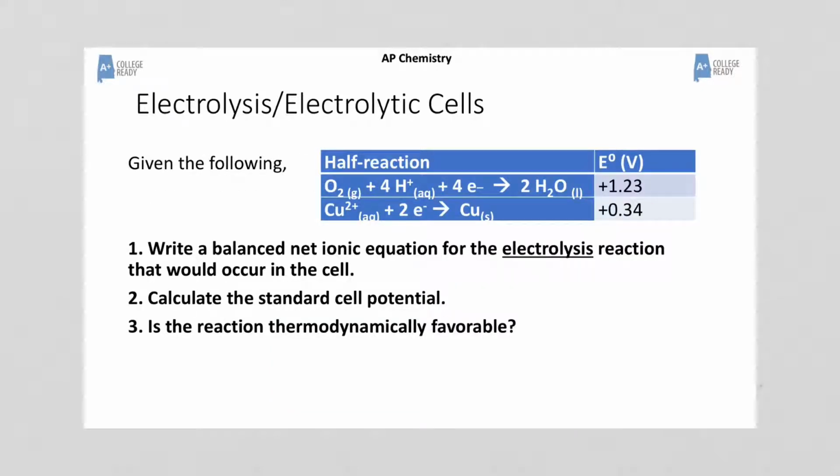And so let's look at an example because it's great to look at all the information, but you have to be able to apply it for yourself. So here are two different half reactions. You can tell they're half reactions because we see electrons. You can tell they're both reduction because those are electrons as reactants. If you were asked to write a balanced net ionic equation for the electrolysis reaction that would occur in the cell, that tells us what we need to adjust. So again, think about how you're going to use those values. If it's electrolysis, you're going to calculate the cell potential and answer, is this going to be thermodynamically favorable or not? So take some time and work through those 3 questions.